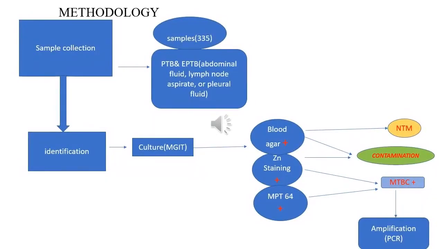The samples which were positive in Ziehl-Neelsen stain and MPT64 were the Mycobacterium tuberculosis complex species. And the samples which were growing on blood agar and were Ziehl-Neelsen negative and MPT64 negative were regarded as non-tuberculosis mycobacteria, which can also cause infections but not TB. And the ones which were Ziehl-Neelsen negative and were growing on blood agar, we regarded them as contamination. So we took the Mycobacterium tuberculosis complex samples for the amplification in PCR.